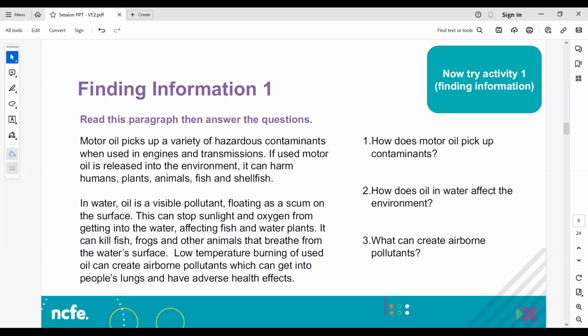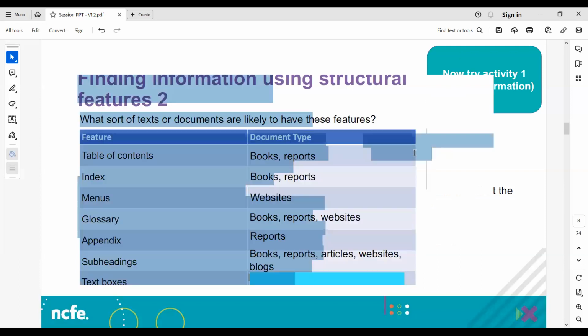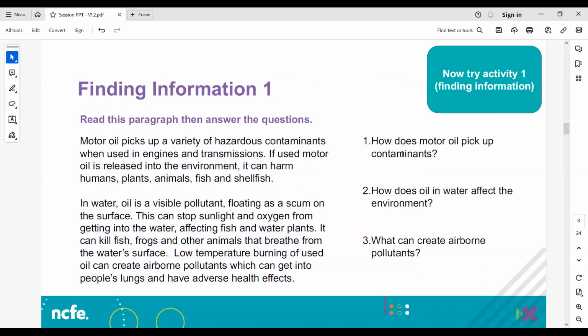So using the reading skills that we spoke about, the best method would be to scan for the word contaminants. And the sentence where you find contaminants is likely to give you the answer or help you to write your answer. So, can anyone answer that question? How does motor oil pick up contaminants?